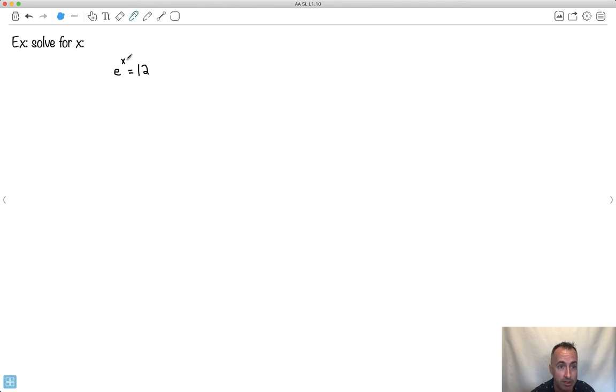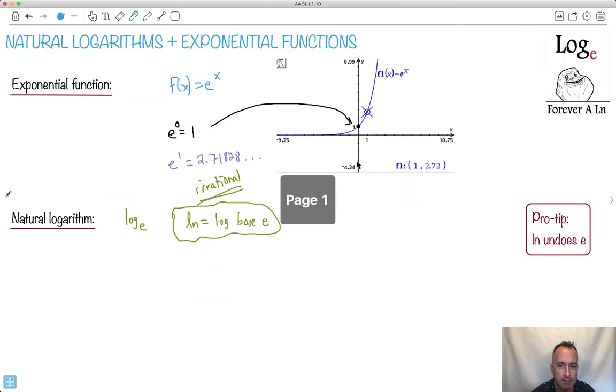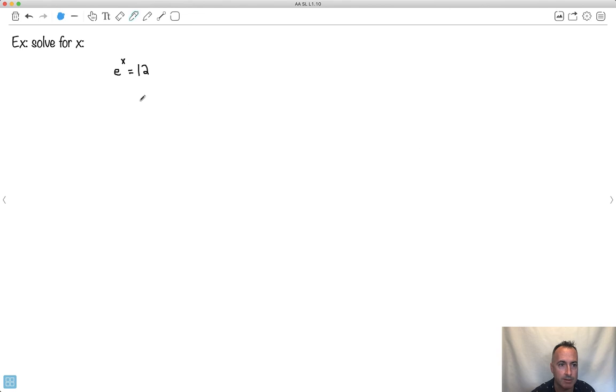So if we want to do e to the x equals 12, one way to do it is to say, well, let's see. I've got e to the x. I want to undo an e. Do you remember what undoes e? Natural log does. So I'll take natural log of both sides. So I'll say ln of e to the x, and I have to do it to both sides, so it's ln of 12.